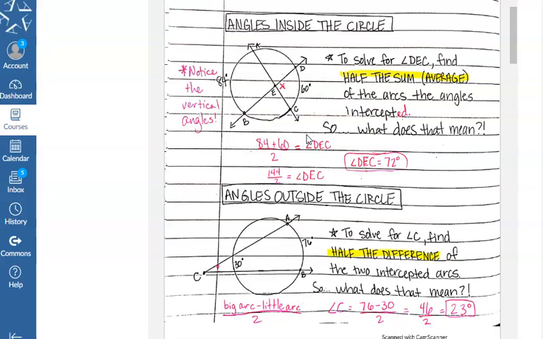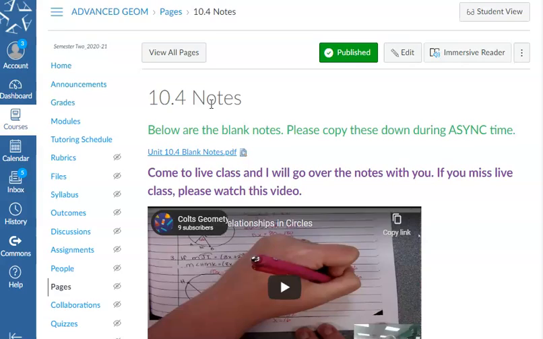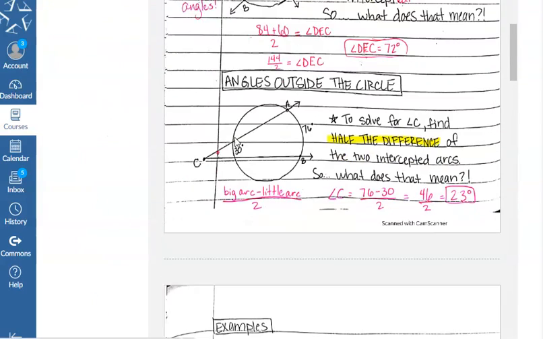Okay, so we're about to do some examples like that, so I just wanted to point out this is how you do it. It may be beneficial, if you have your notes with you, get them out and look at them. If you don't have your notes, go to the 10.4 notes and open this up so you have them to reference.